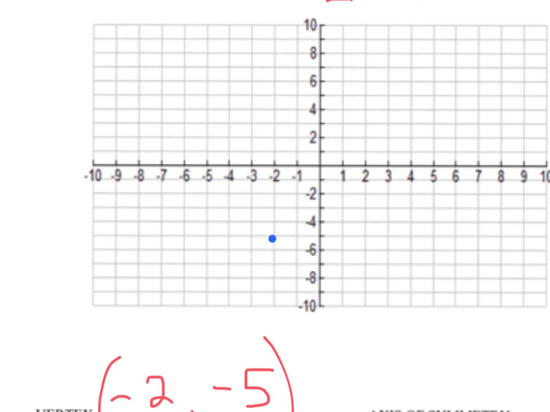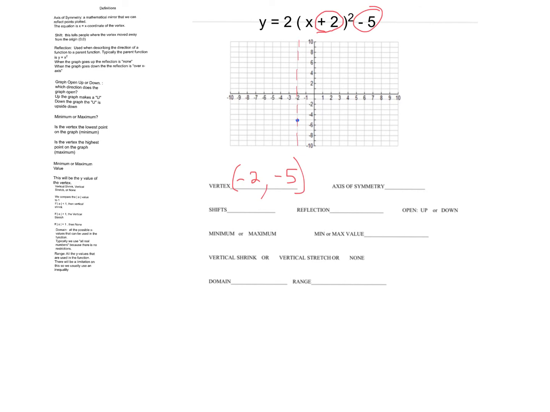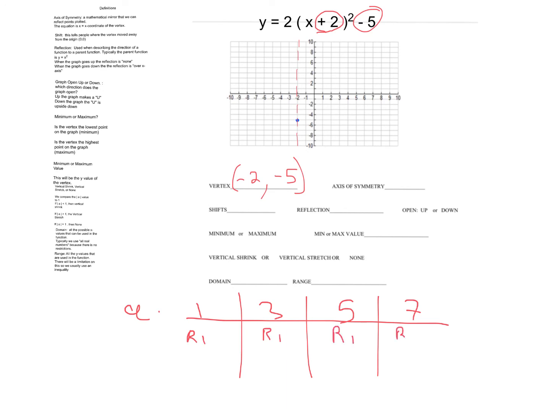So, right there. Okay. Now, let's draw our axis of symmetry. Like so. Alright, now, let's figure out how this line moves. A times 1, 3, 5, and 7. Right 1, right 1, right 1, right 1.